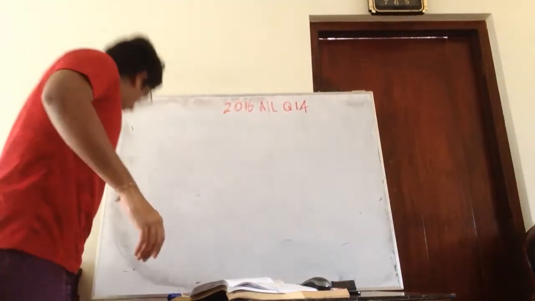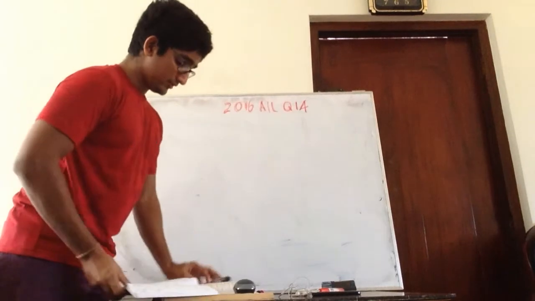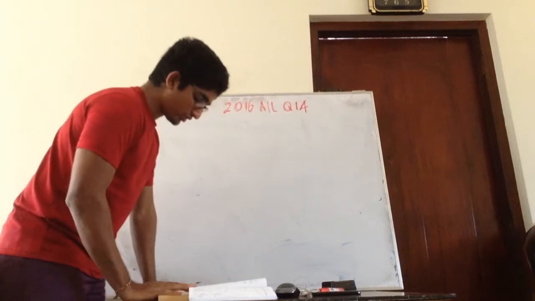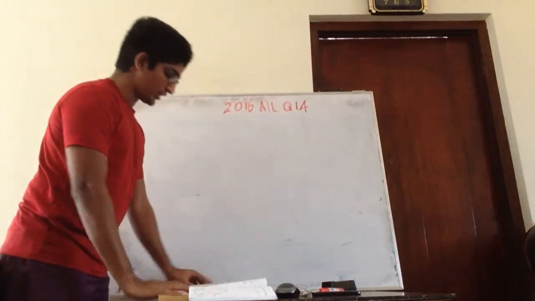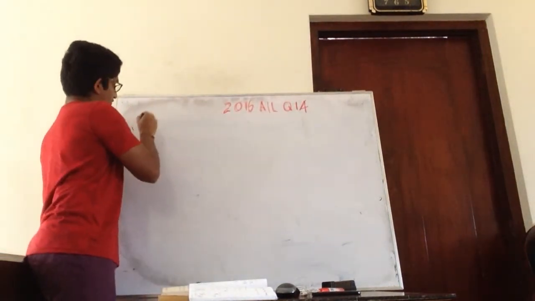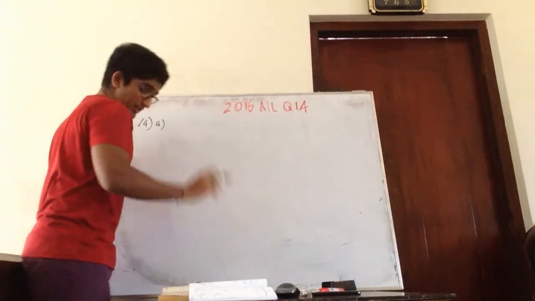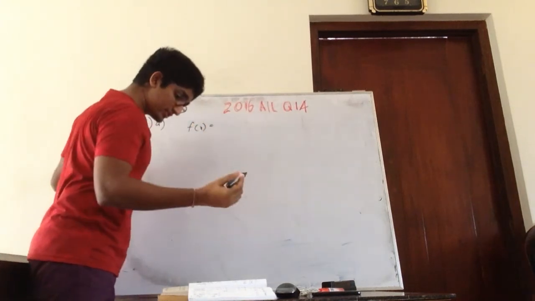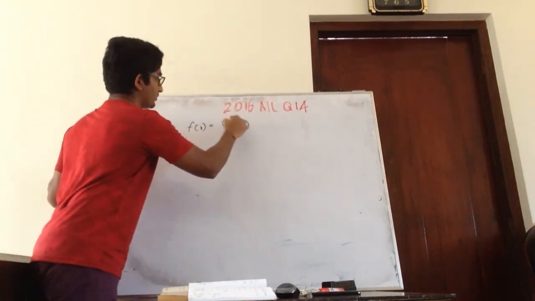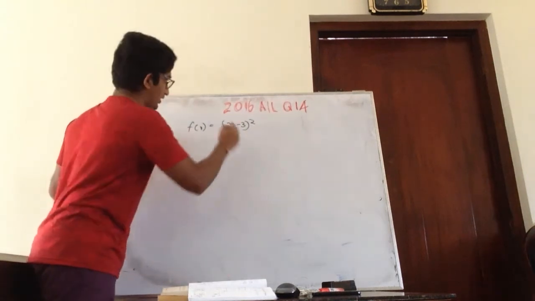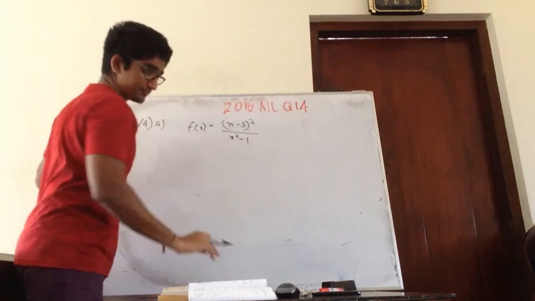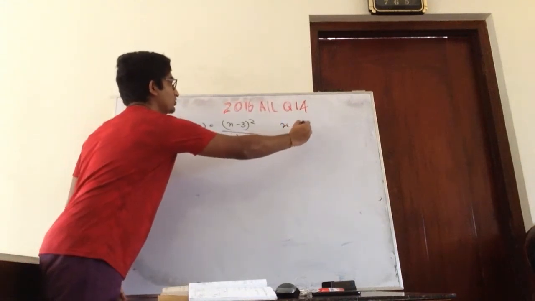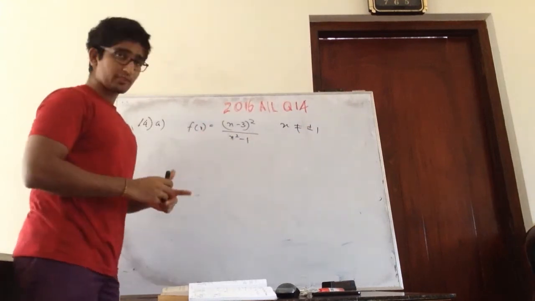Right. So question number 14 then. This question basically gives you an f(x). 14a. So they give f(x). f(x) is given by (x minus 3) squared over x squared minus 1. Correct, no? So then they are saying x is not equal to plus or minus 1. Right?